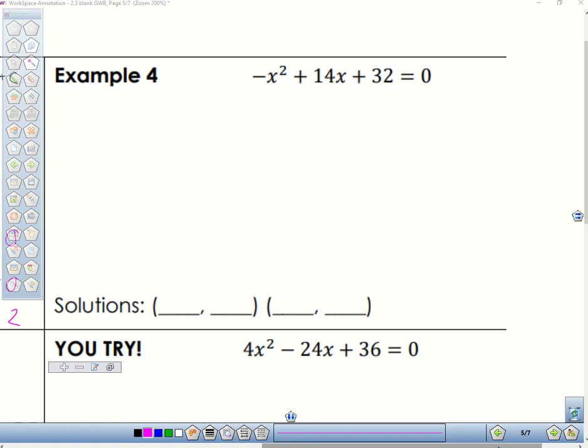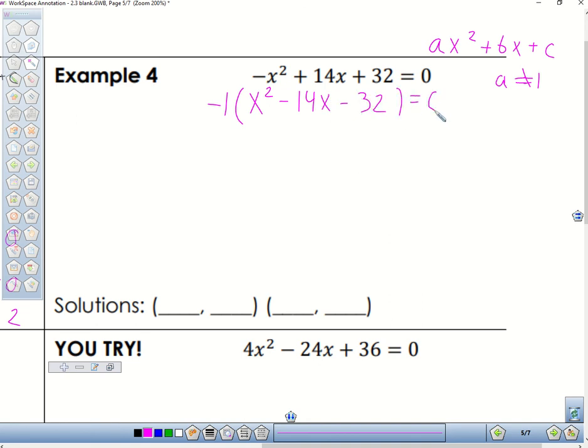No. But we have a weird negative sign in front of the x squared, which can be a problem. So I'm in this form, but my a value is not 1. But I can make it into a 1 by factoring out what out of this whole thing? Good, I can factor out a negative 1 out of this whole thing, which will fix my issue. So that's going to become x squared minus 14x minus 32 equals 0. So factoring out that negative is going to make it easier for us.